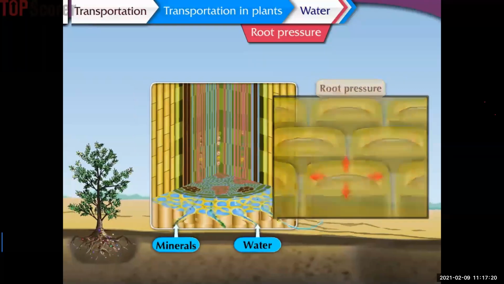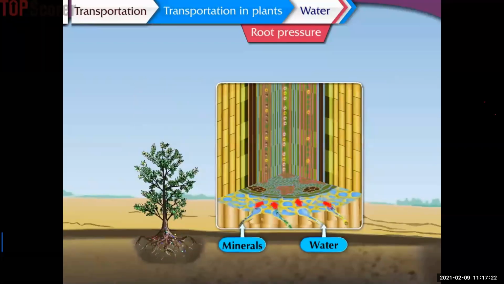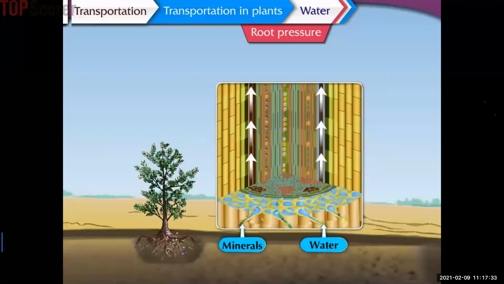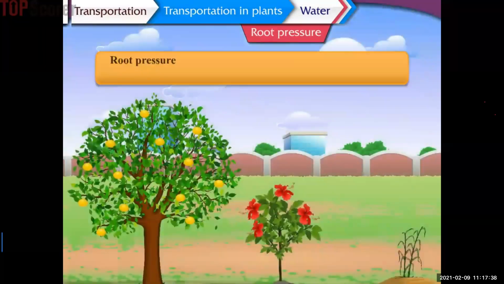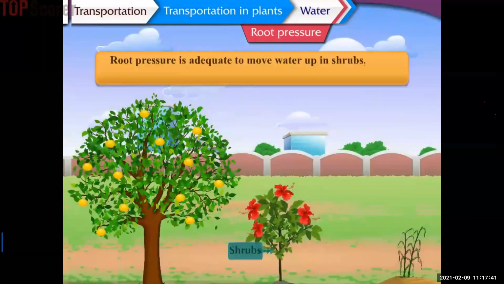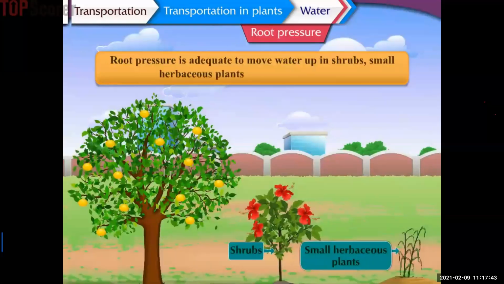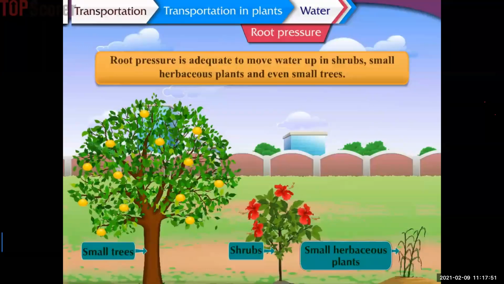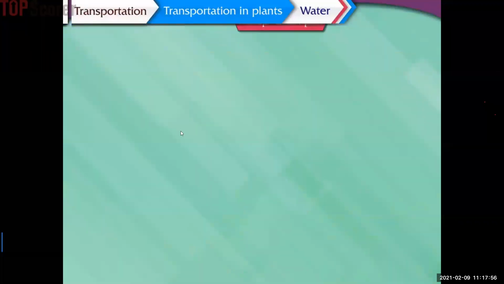This root pressure causes the water and minerals to reach the root xylem, and the water is pushed further and further to eliminate the difference in concentration. This steady movement creates a column of water which is slowly pushed upwards. This pressure is adequate to move water up in shrubs, small herbaceous plants, and even small trees. After understanding about root pressure, let us now learn about the mechanism of transpiration pull. Transpiration.